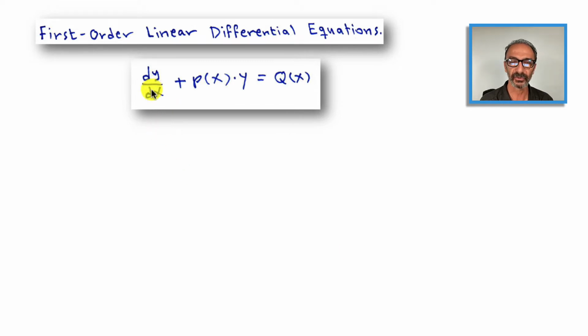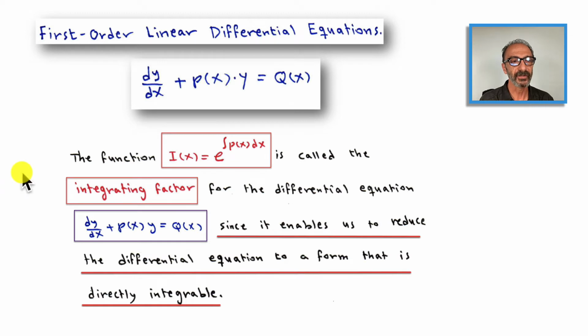It's first order. As you can see, it's the first derivative. It's not the second derivative. And it's linear. They look like dy/dx plus p of x, a function of x, multiplied by y equals another function called q of x. The function I of x, which is e to the integral of p of x dx, is called the integrating factor. For the differential equation given to us, that looks like this.